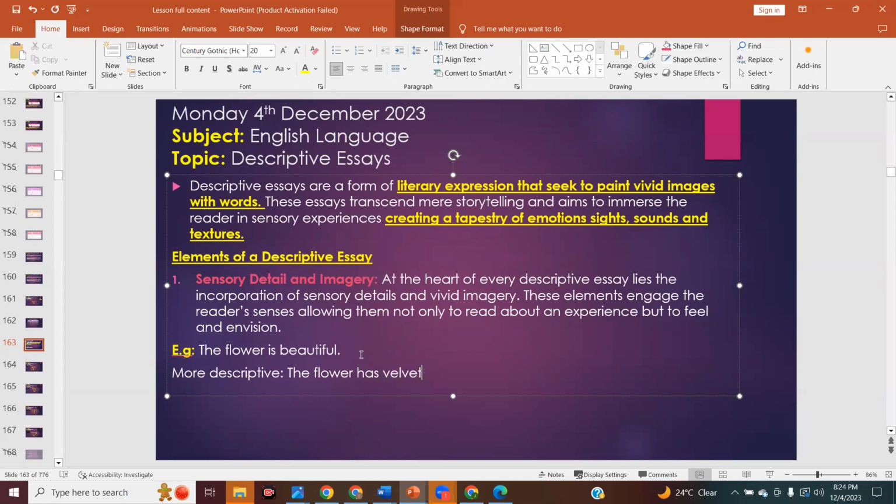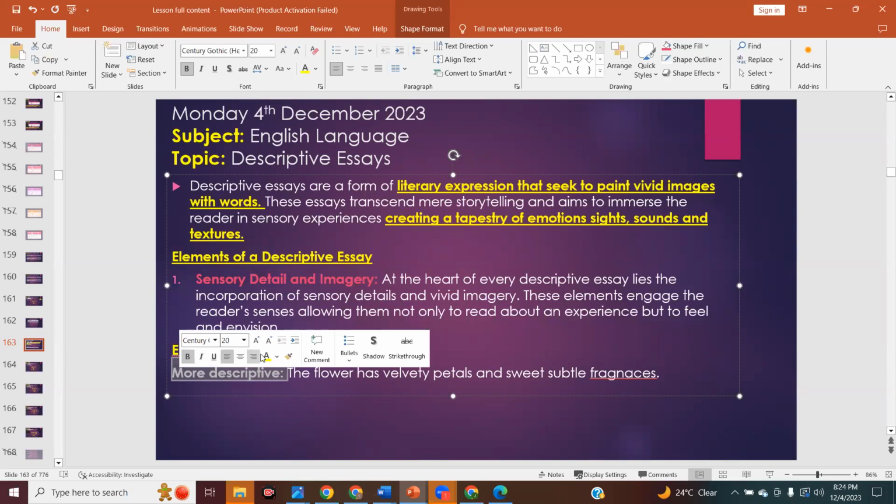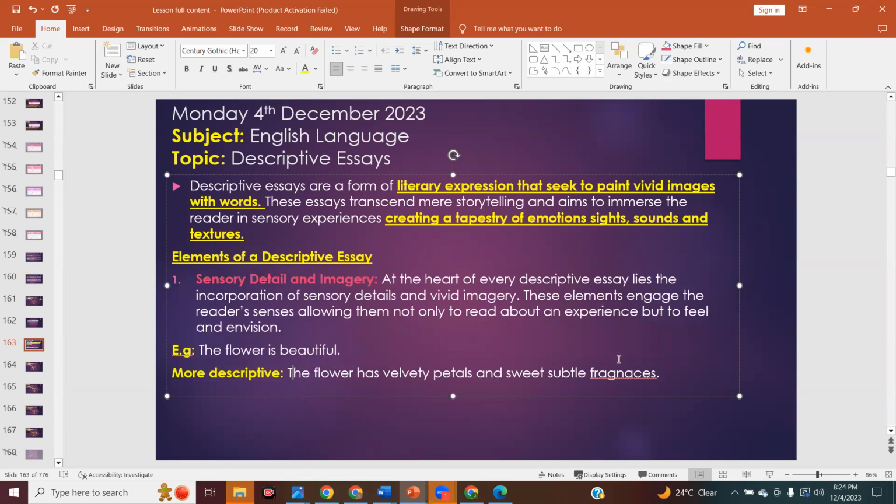Flowers, velvety petals, sweet, subtle fragrances. Let me just leave it at that. So that's more descriptive. It's not rigorous, but instead of saying the flower is beautiful, we can say the flower has velvety petals and sweet fragrances.